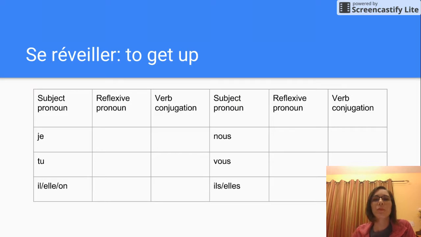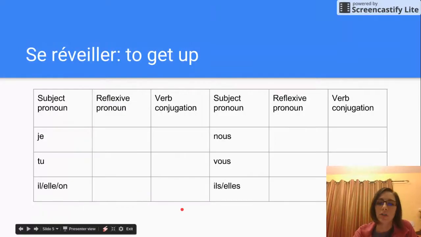All right, so we're going to start out with this verb se réveiller, which means to wake up. It is reflexive because we see our se, and if we think about waking up in the morning, you are both waking yourself up because you're coming out of sleep, and you're being the one woken because you're the one coming out of sleep. So it's a reflexive verb.